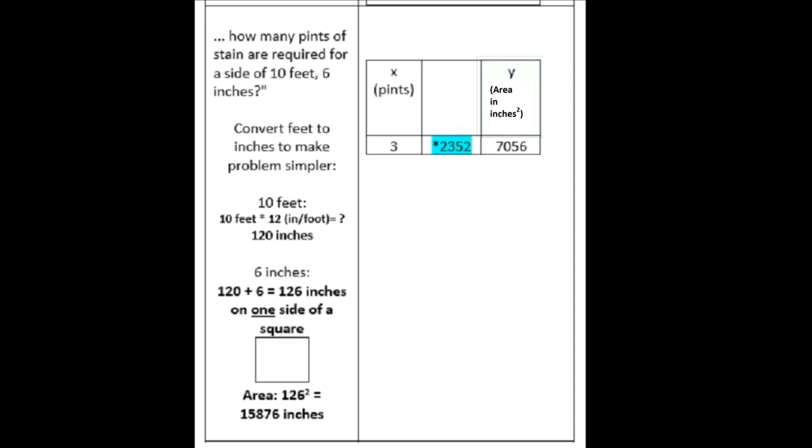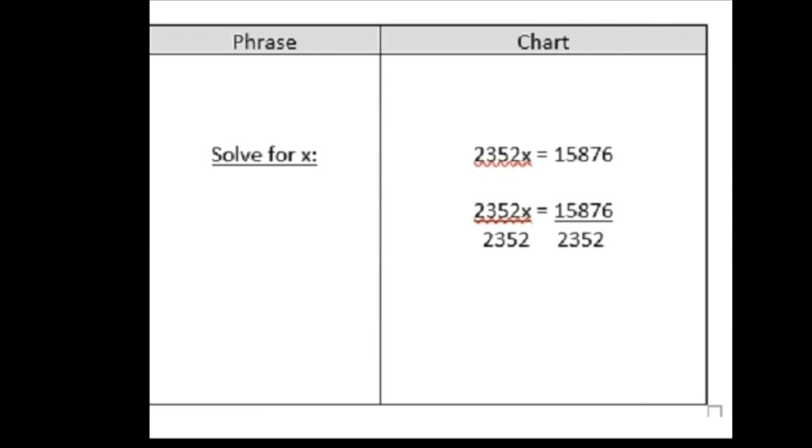We have 3 times 2,352 equals 7,056. So how many pints do we need to cover a side that's 15,000, nearly 16,000 square inches? Well, let's find out. All we're going to do here is solve for x. So we know our formula is 2,352x equals 15,876. And if we divide both sides by 2,352, we end up with x equals 6.75 pints, or x equals 6 3/4 pints. All right. And that is basically the answer.